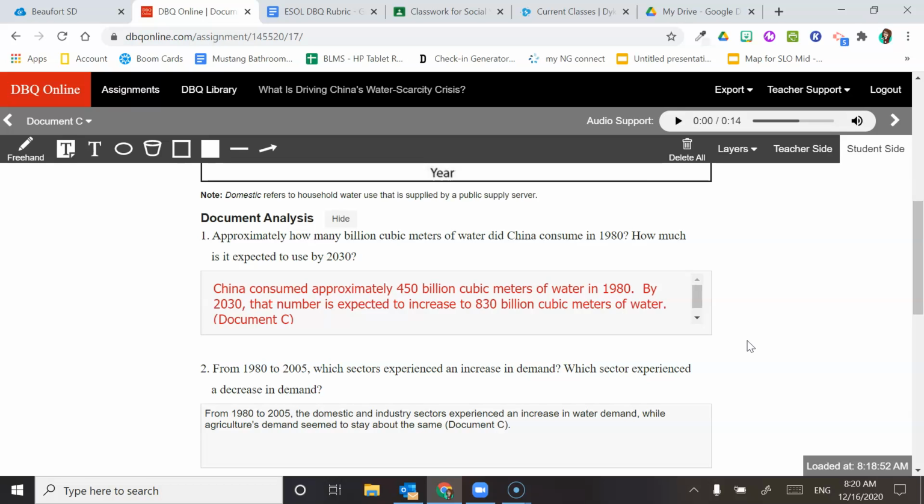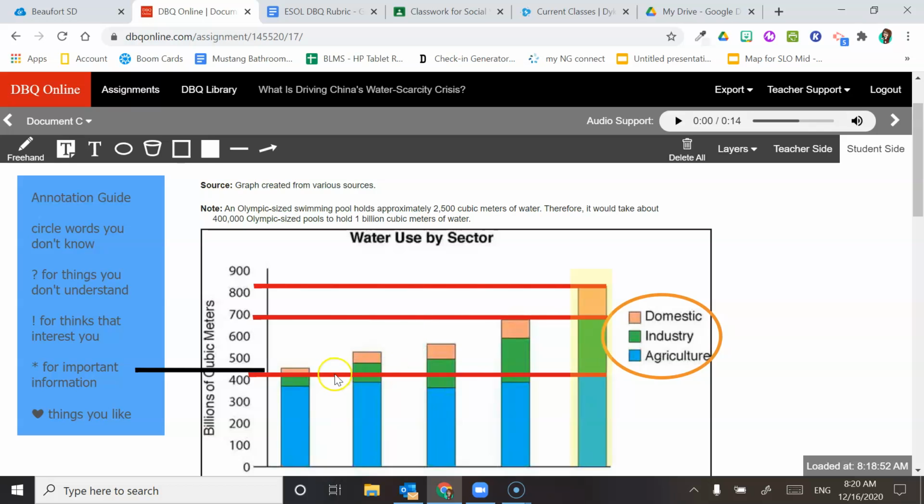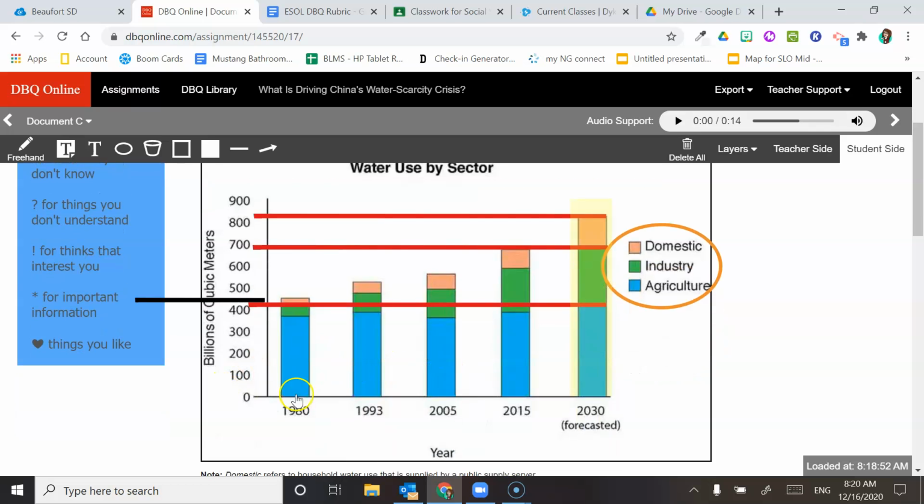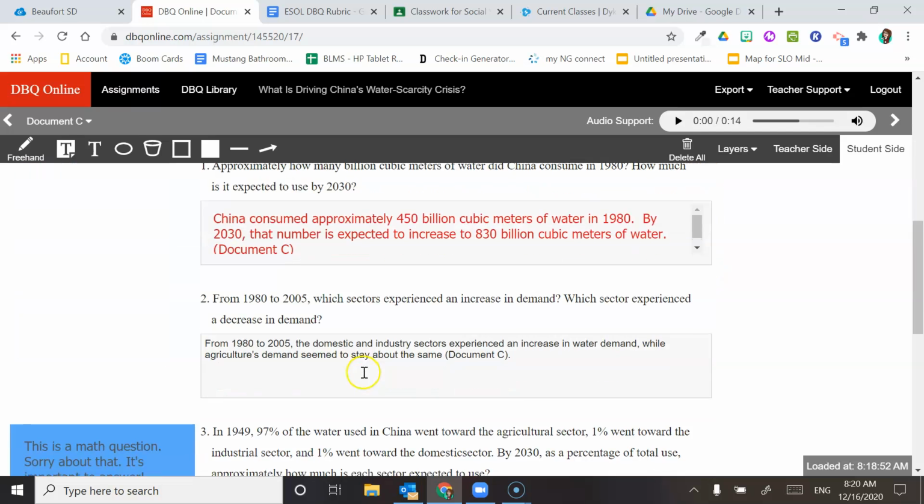From 1980 to 2005, which sectors experienced an increase in demand? Well, we saw that the domestic and industry sectors grew from 1980 to 2005. In fact, they grew the entire time. But what shrank? If you look here, the blue in 2005 is less than 1980, and is less than 1993. So from 1980 to 2005, agriculture's demand stayed about the same or shrank.